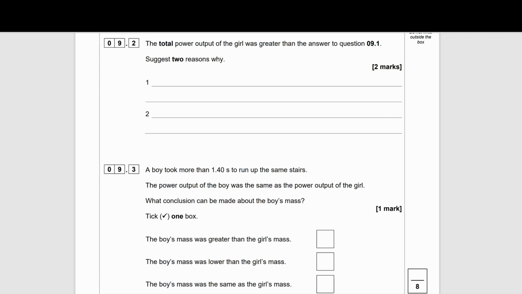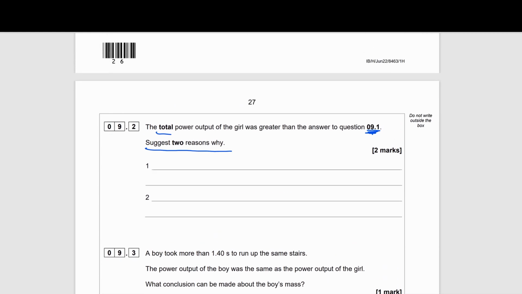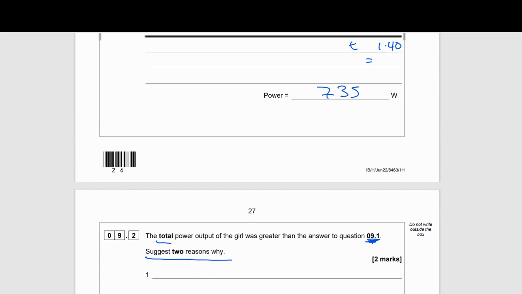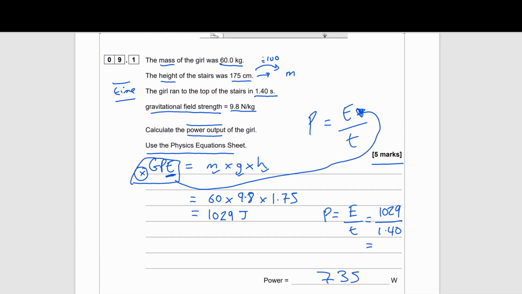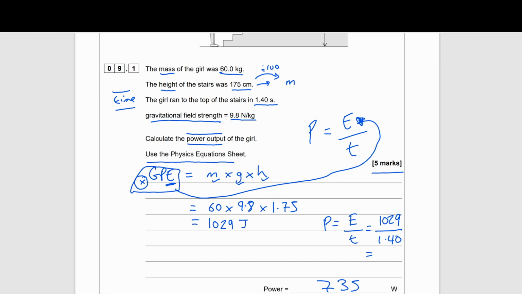9.2. The total power output of the girl was greater than the answer to question 9.1. Suggest 2 reasons why. So they are saying that this value that we've calculated here of 735 watts, the output was actually greater. And why might that be the case?